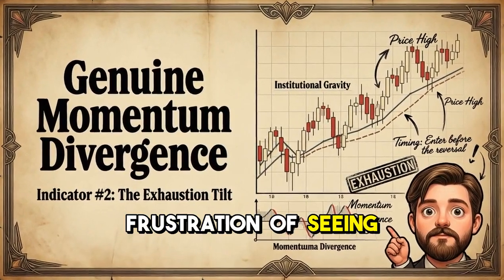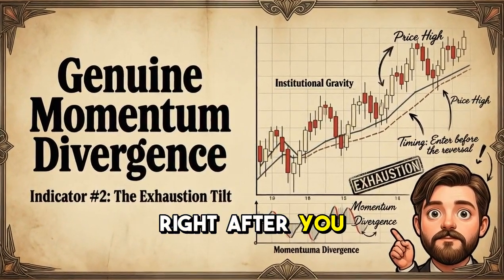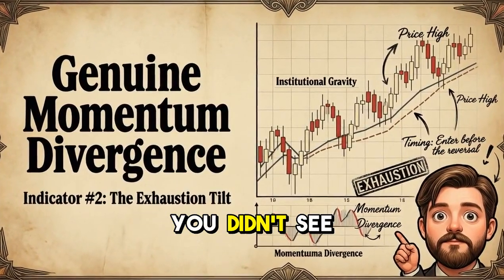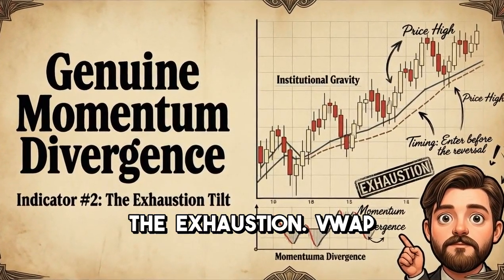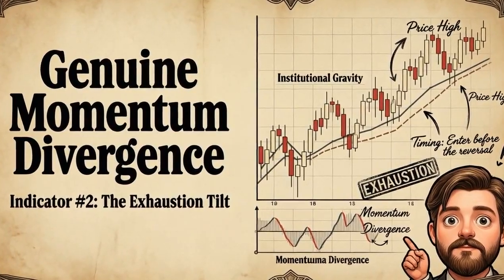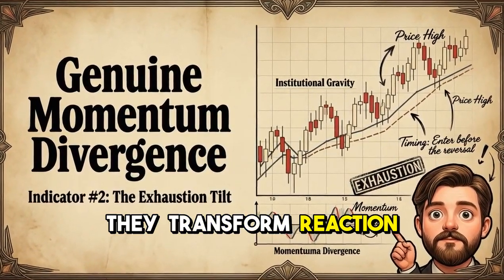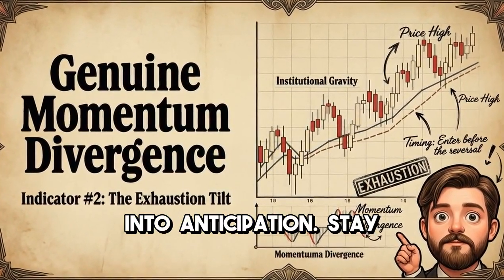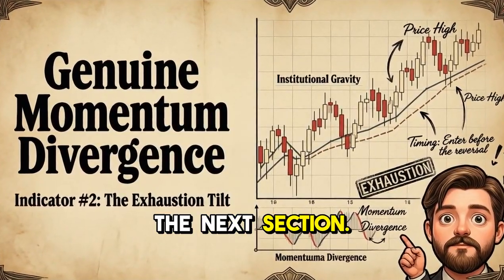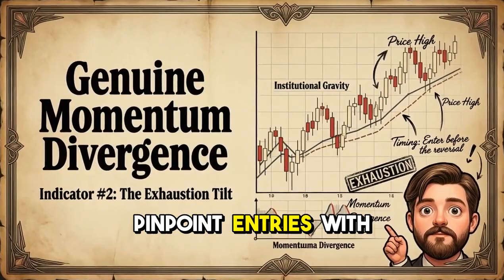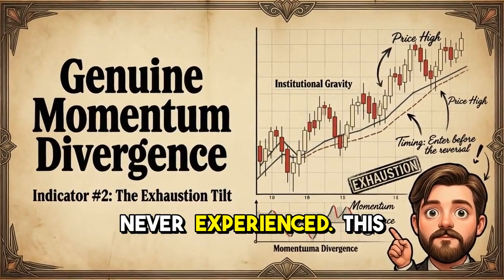You felt the frustration of seeing a trend reverse right after you enter. That's because you didn't see the exhaustion. VWAP is the gravity. The next indicator is the tilt. Together, they transform reaction into anticipation. Stay with me. In the next section, you'll see how to pinpoint entries with a precision you've never experienced.